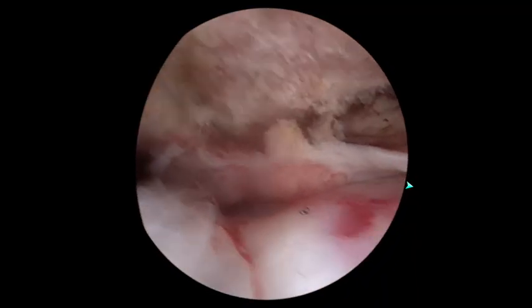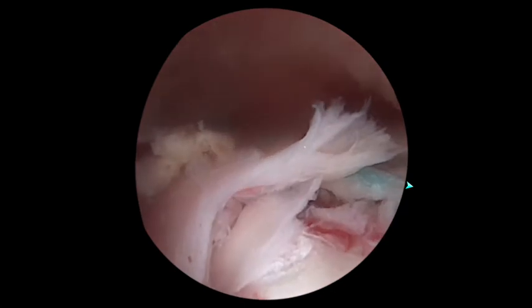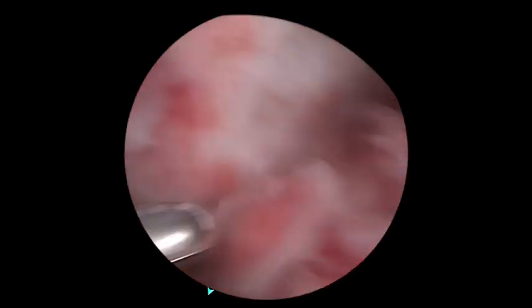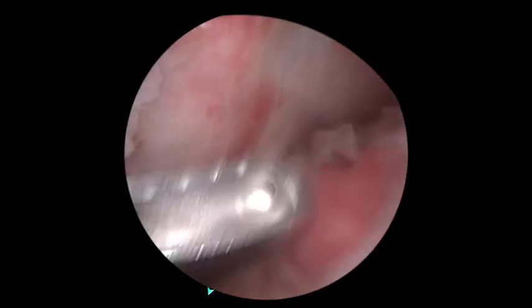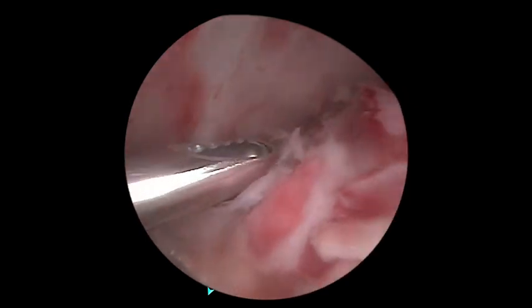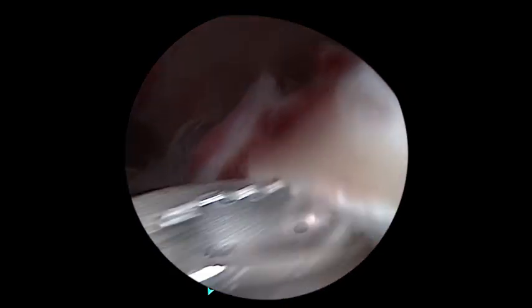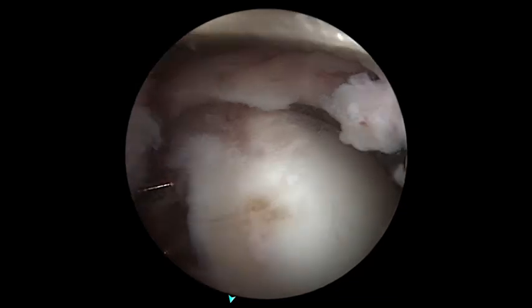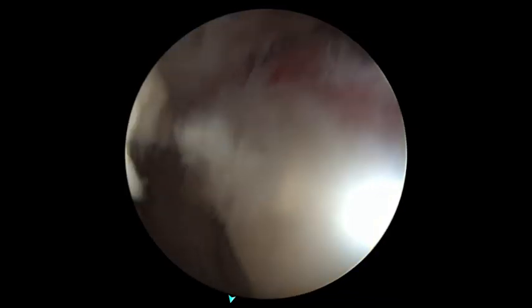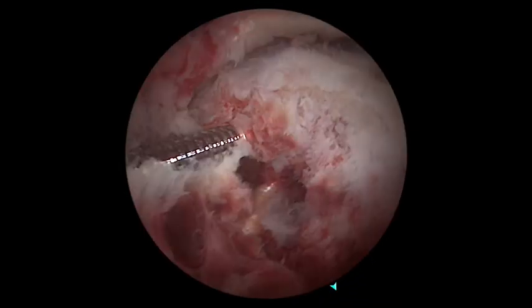Viewing from posteriorly, we started with the subacromial decompression, which demonstrated tearing of the sutures out of the plate with the sutures at the musculotendinous junction. We started by resecting the excessive scar tissue in order to mobilize the rotator cuff tendon. A traction stitch was placed and the rotator cuff was able to be mobilized back to the footprint.